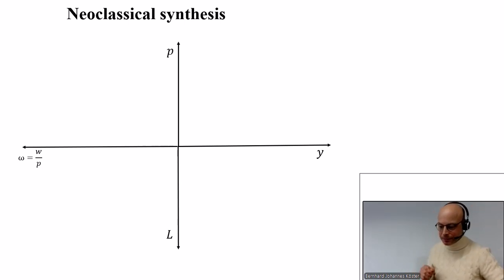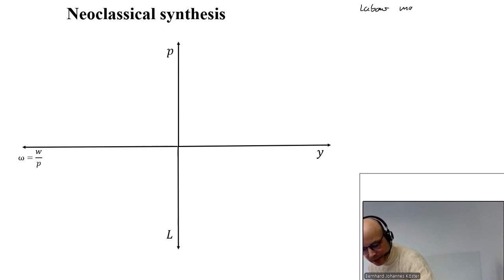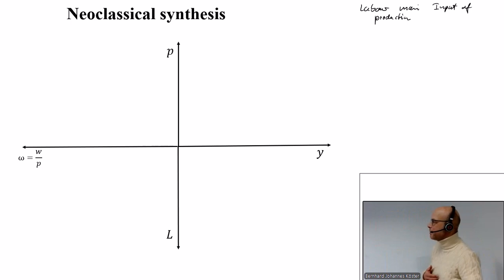Okay, so labor: the main input of production. So what have I drawn here? I did something in a very compact way, to fit, so to speak, the whole economy within one diagram.